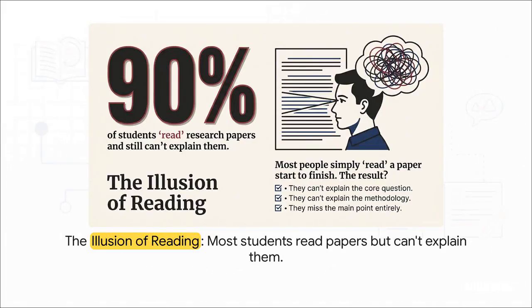You know, there's actually a name for this. It's called the illusion of reading. It's that feeling when you've read every single word on every page, but when you're done, you couldn't tell someone what the paper's main question was. You can't explain how they tested it or what the big takeaway is. It's totally passive, it's inefficient, and honestly, you learn almost nothing. If this sounds a little too familiar, trust me, you are not alone.